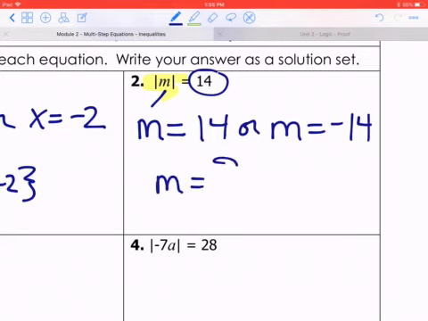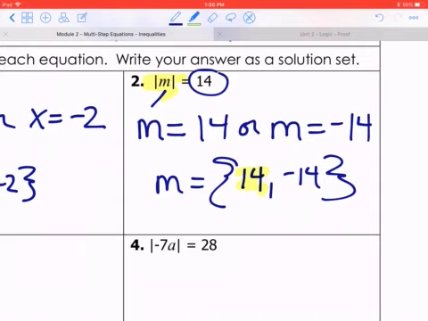M is either going to be positive 14 or negative 14, because, and here's what we can do, we can check our work. If I put positive 14 up here into this problem, the absolute value of 14 is 14. If I put negative 14 up there with M, the absolute value is still 14, because remember, absolute value, the answer is always positive.